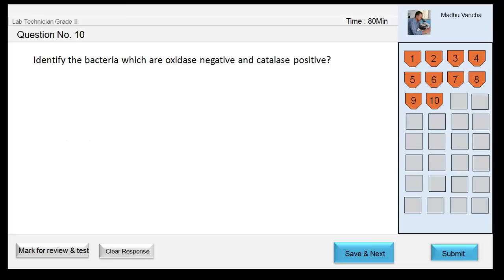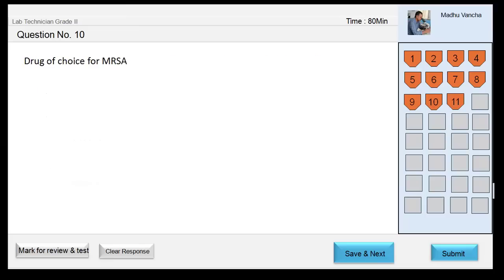Next question, identify the bacteria which are oxidase negative and catalase positive. So which bacteria is oxidase negative and catalase positive organism? Option A, Staphylococcus. Option B, Streptococcus. Option C, Neisseria. Option D, Pseudomonas. Here the right answer is Staphylococcus. So Staphylococcus, they are oxidase negative organisms and catalase positive organisms.